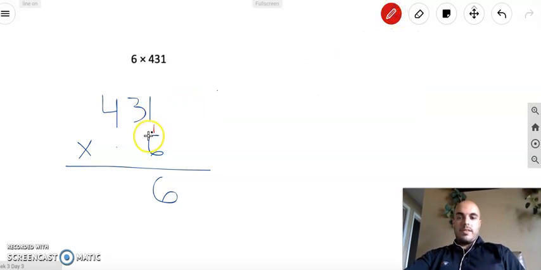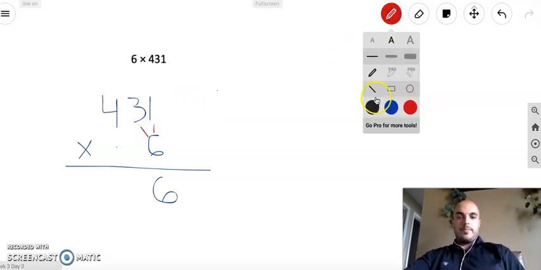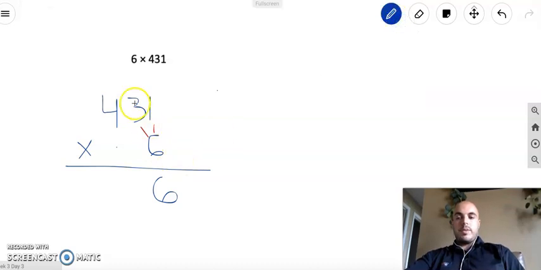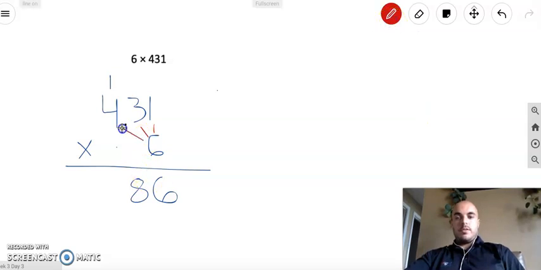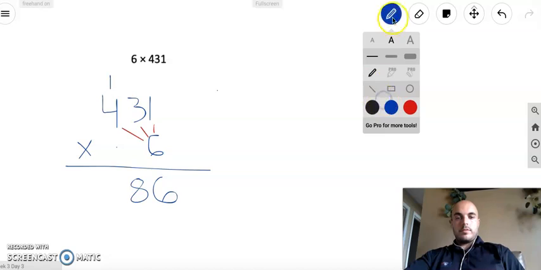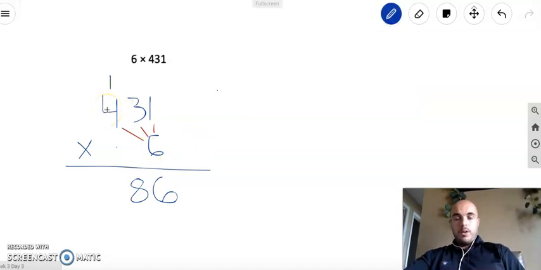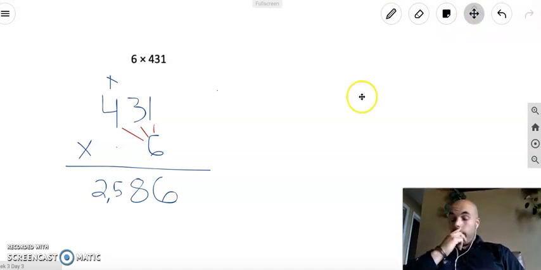Okay, I'm next going to multiply 6 times 3. 6 times 3 is 18. Carrying my 8 down here. Bring that bundled 10 as now a 1 over to the hundreds place. Let's multiply 6 times 4. 6 times 4 is 24, plus 1 is 25. 1, 2, 3, comma. So 2,586. Just like that.